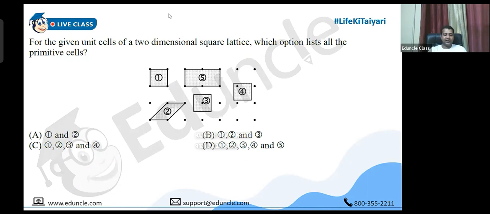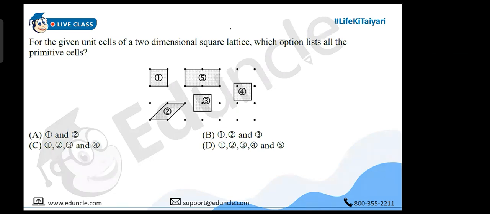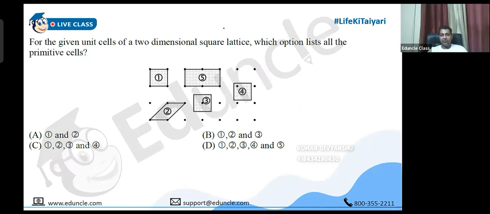Which of these unit cells are primitive? Very good, Arun. Option C is right. Yeah, very good. No, Prachi, please check again. Kindly answer in the chat box only. Don't speak, because everyone is attempting. So please answer in the chat box only.